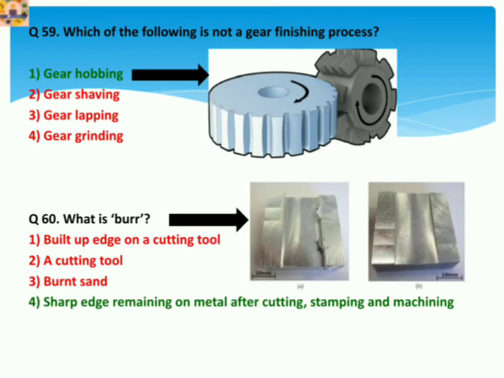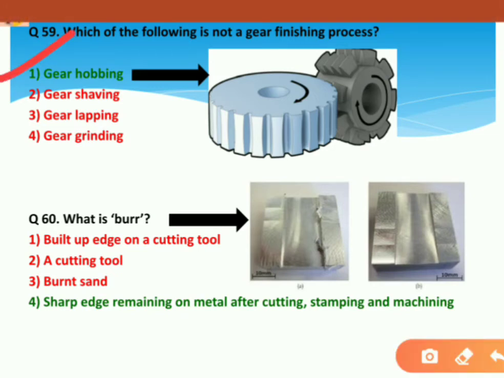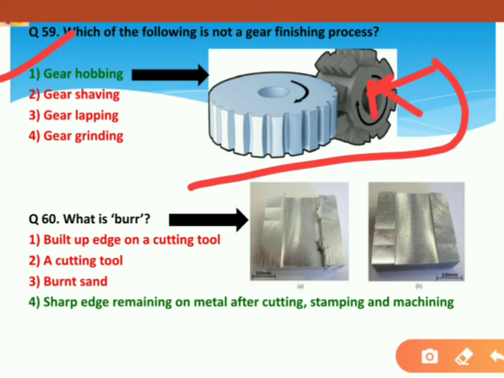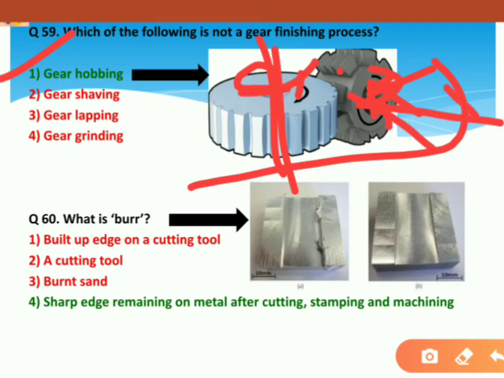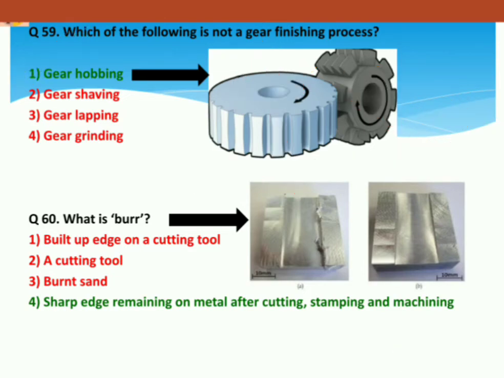Which of the following is not a gear finishing process? Here option 1, gear hobbing. It's not a finishing process, it's a gear cutting process. Gear hobbing, here you can see the gear hobbing machine is the cutter. This one is the cutter, and here gear is cut. Here the axis for that gear is rotating, as well as the cutter is also rotating in another axis. So gear hobbing is not a finishing process, it's a gear manufacturing process. So let's proceed to next question 60.